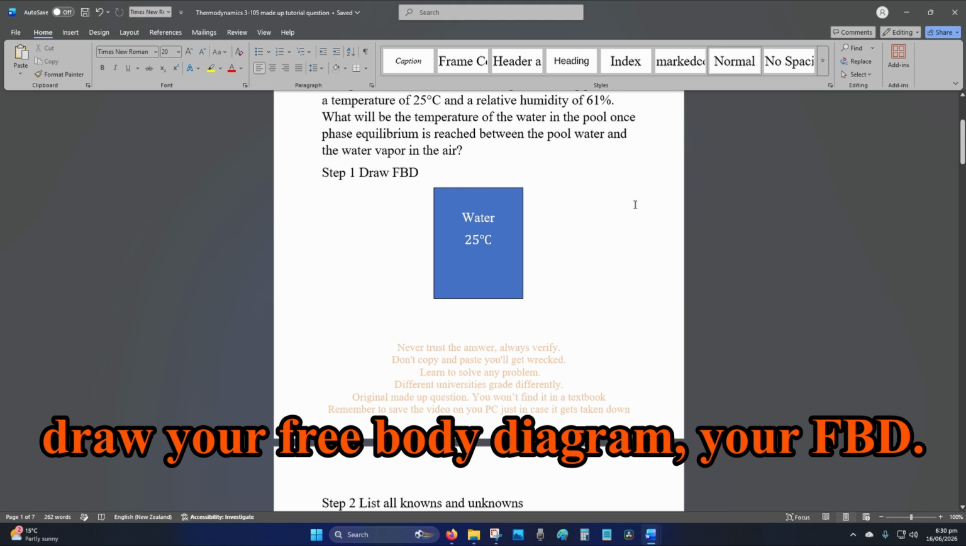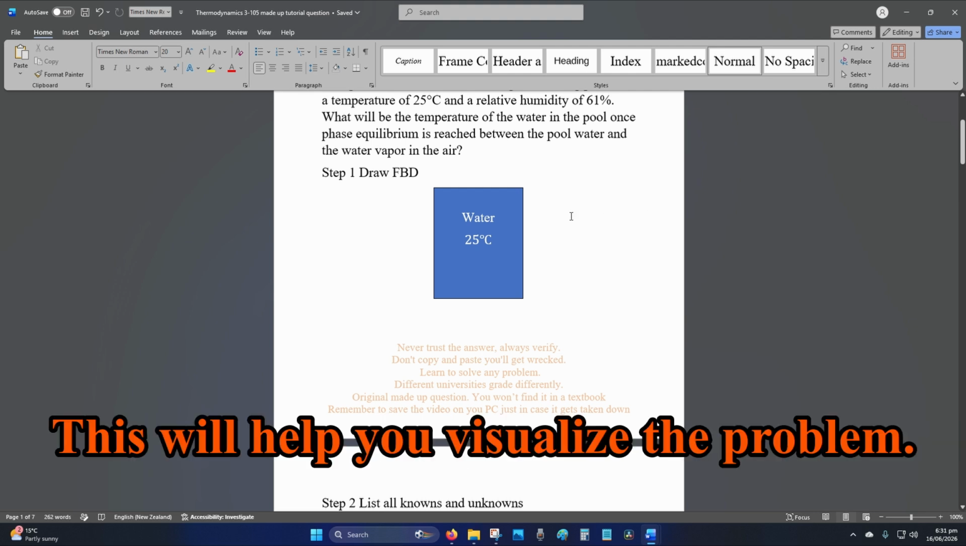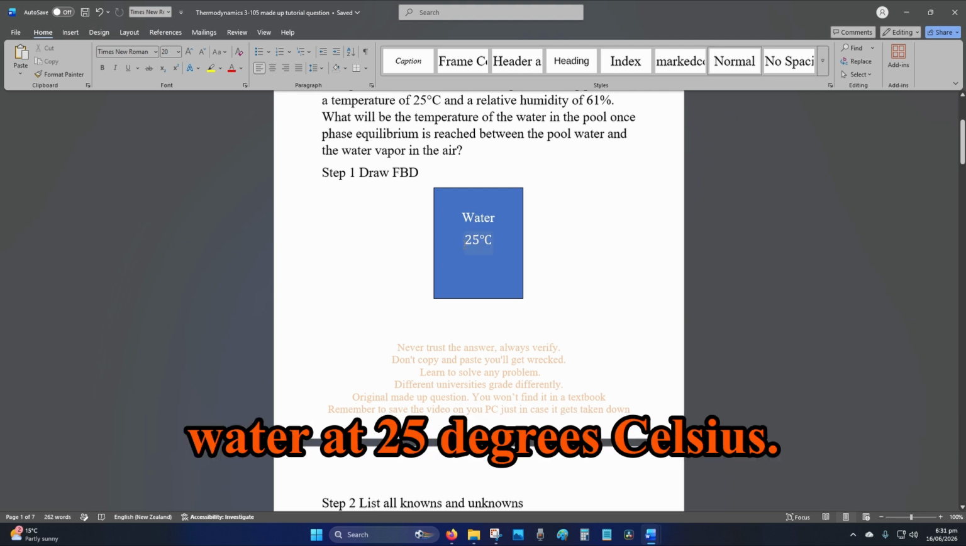Step 1, draw your free body diagram, your FBD. This will help you visualize the problem. We got a pool, we got water at 25 degrees Celsius.